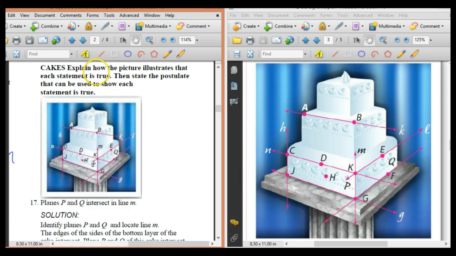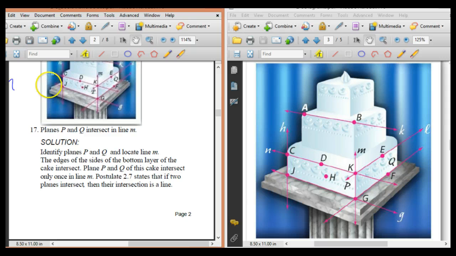Okay, for numbers 16 through 23, it says explain how the picture illustrates that each statement is true. Then state the postulate that can be used to show each statement is true. On number 17, planes P and Q intersect in line M. So the first thing we want to do is identify planes P and Q and locate line M. So plane P is here, plane Q is there, and line M is right there.